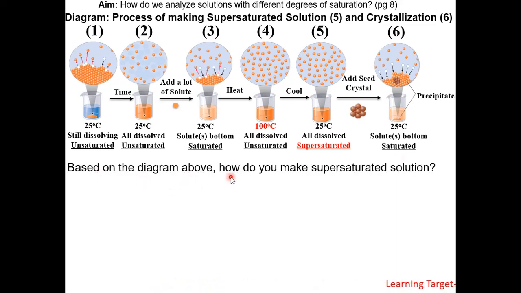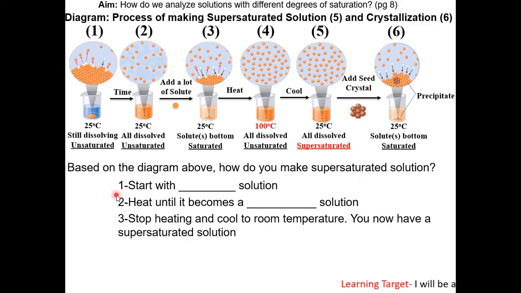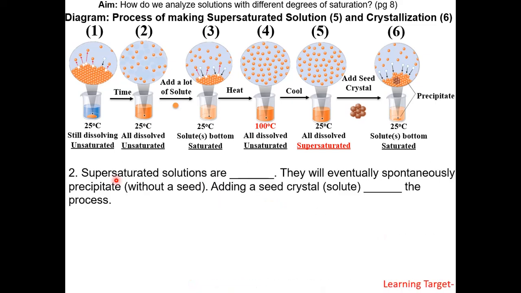Based on the diagram above, how do you make a supersaturated solution? The first step is to start off with a saturated solution. You heat the solution until it becomes unsaturated. Then you stop heating and cool it to room temperature. Now you have a supersaturated solution.